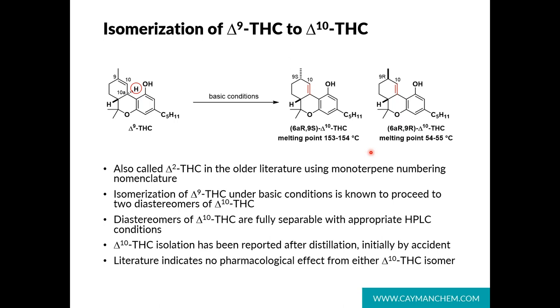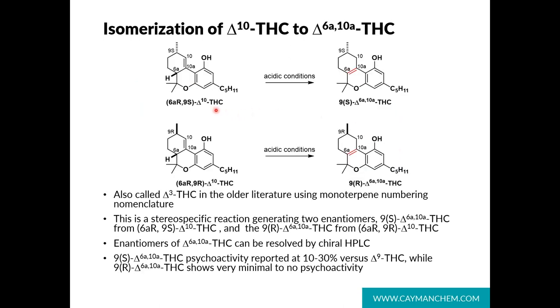Identification of the delta-10 THC isomers is also complicated by the fact that they can isomerize readily to another conjugated THC. Isomerization of delta-10 THC to delta-6A-10A THC occurs in the presence of acid. The stereospecificity of this reaction means that the 9S delta-10 THC diastereomer provides only the 9S delta-6A-10A THC isomer. Likewise, the 9R delta-10 THC provides only the 9R delta-6A-10A THC.